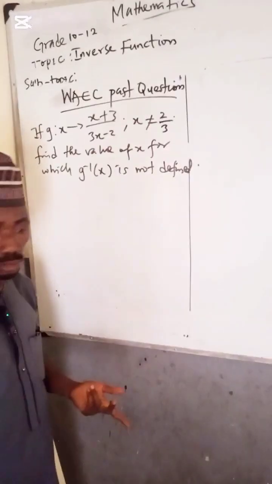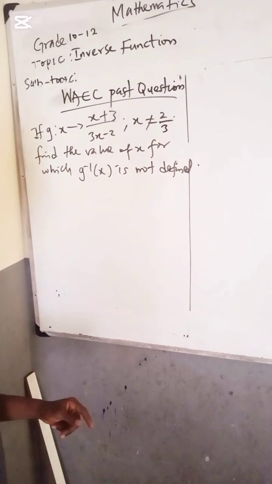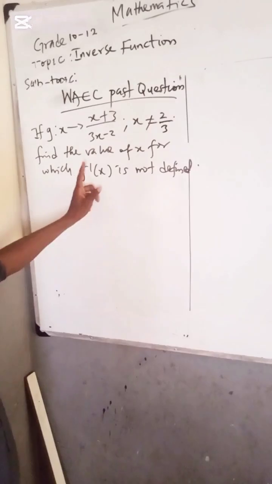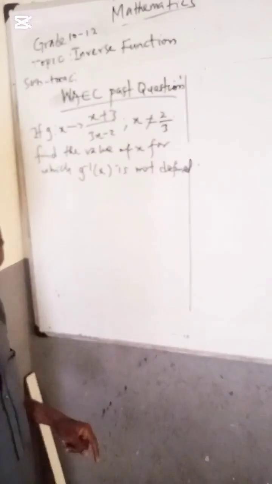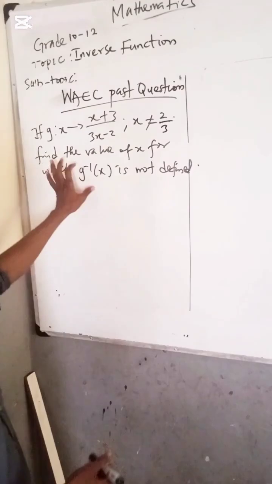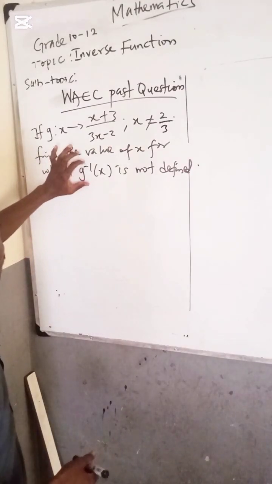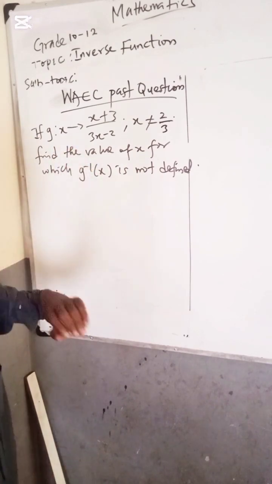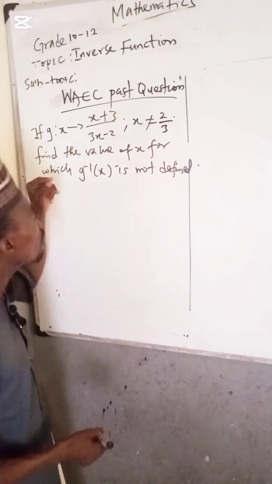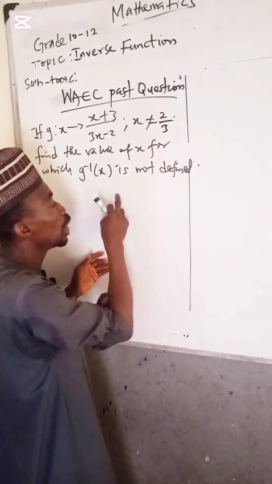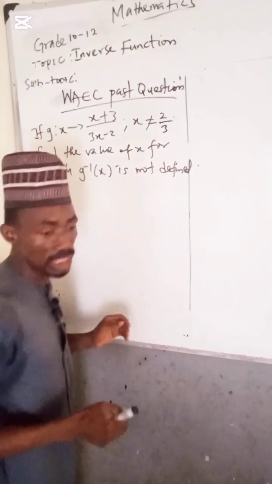But that's not our question. The question is saying find the value of x for which g inverse of x is not defined. So we have to find the inverse of the function g of x. Then when we get the inverse, we have to see the formula. From there we can know the value where it is not defined.